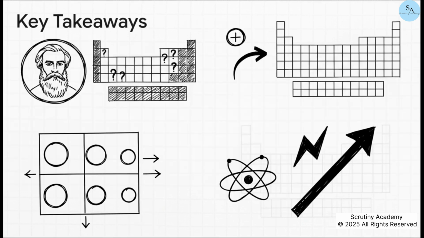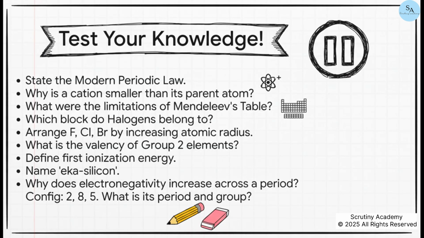See? Easy. So let's do a quick recap of the really big ideas. The story of the periodic table is all about this journey from complete chaos to beautiful order. We had those early hints from people like Dobereiner and Newlands, then Mendeleev's predictive masterpiece, and finally, the modern table based on atomic number. And today, this one chart lets us predict exactly how an element will behave just by knowing its address.